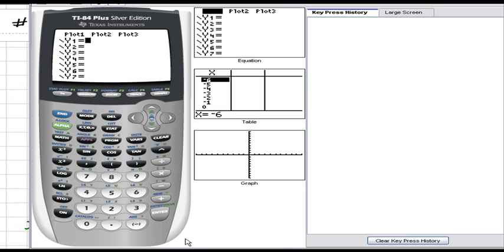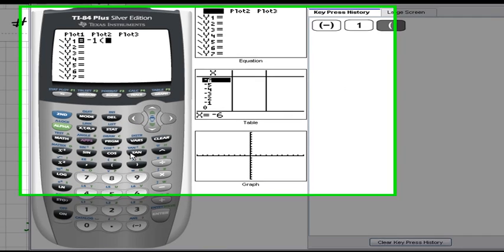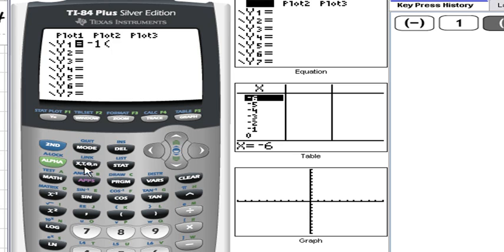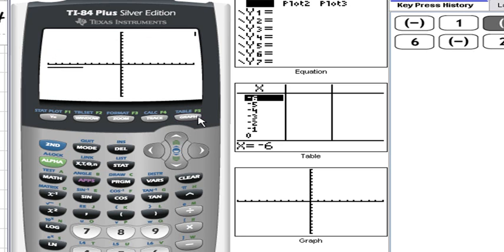So I bring up my calculator and I'm going to plug them in. My first value is y1 equals -1, and my domain of the original one was simply x less than or equal to -2. So let's take a look at what that looks like on the graph. There it is on the graph.